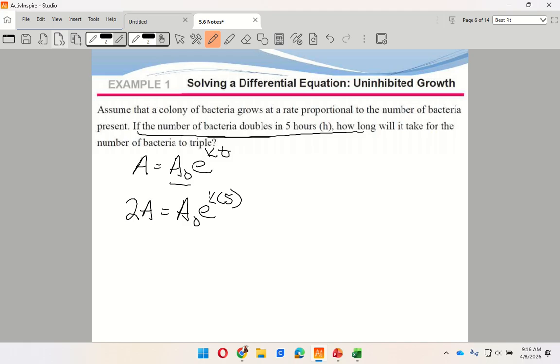Okay, so do a little bit of math. Because my initial amount's going to double, so that means a0, my initial amount, times 2 is equal to a0 times e to the k times 5. What else can I do? How do I undo an e? Because my variable's up here, isn't it? Take ln on both sides. So I'd say ln of 2 is equal to 5k. So I have a value for k, right?